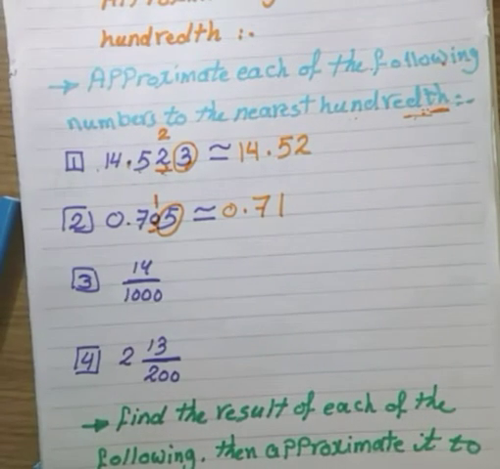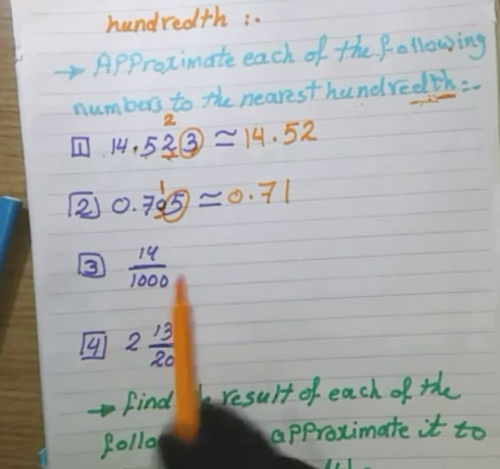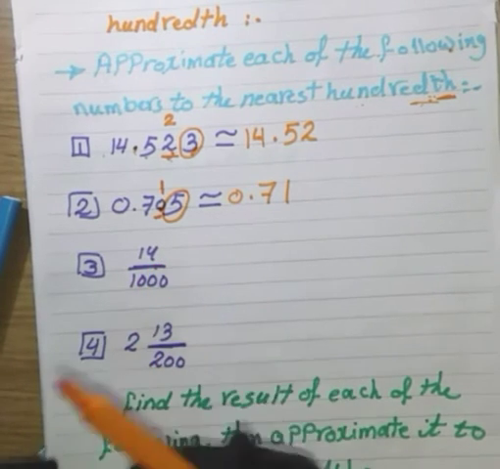71 hundredths. Question 3. I have 14 over 1000. ايه ده؟ طب number ده fraction مش decimal.